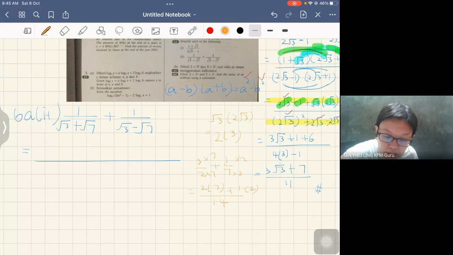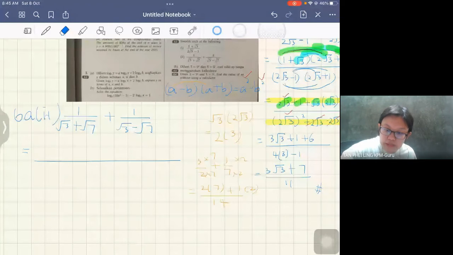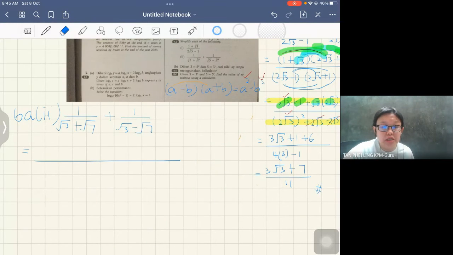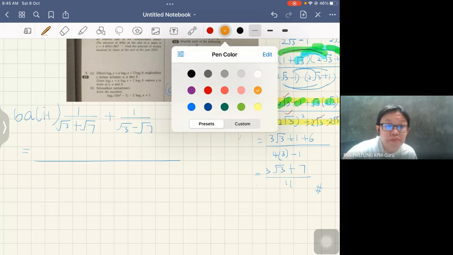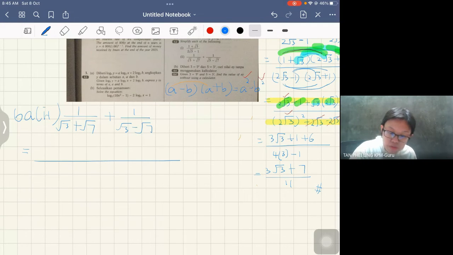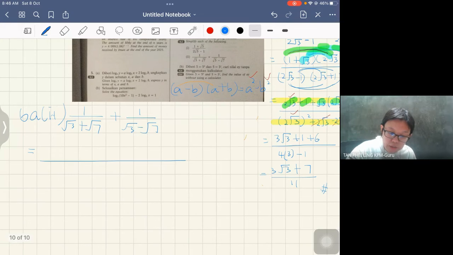Let me erase this so that I have space to solve. This is the basic maths. You must always remember it. Okay, let's start solving this one, with my blue color. I will have square root 3 plus square root 7, and top and bottom both also multiply with square root 3 minus square root 7.